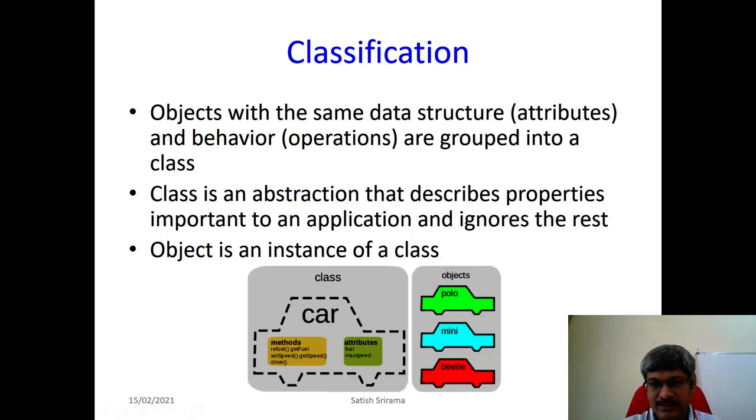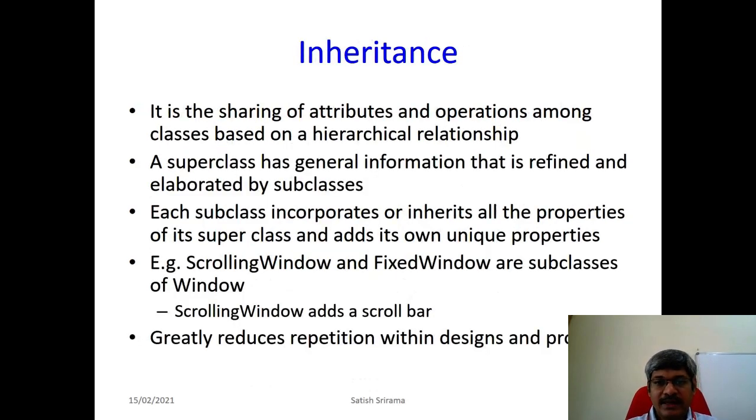Okay, so that is what this classification is all about. Then inheritance is another very critical feature of these object-oriented concepts. Inheritance means sharing of attributes and operations among classes, based on some sort of hierarchical relationship.